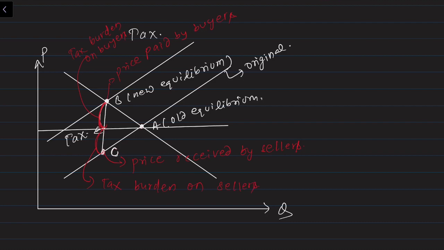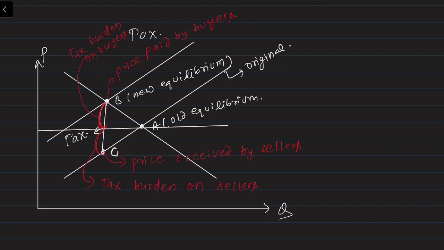All right. And we normally write tax burden in percentage form. So how do we convert it into percentage? The percentage of tax burden on buyers is simply the tax burden on buyers over total tax, which is the whole, the length of the vertical segment BC. Okay. And for sellers, the tax burden on sellers over total tax gives us the percentage of tax burden on sellers.